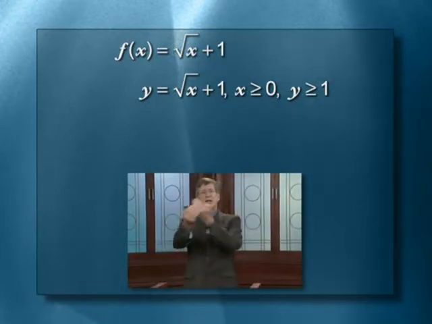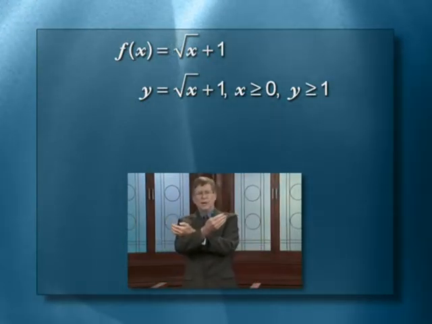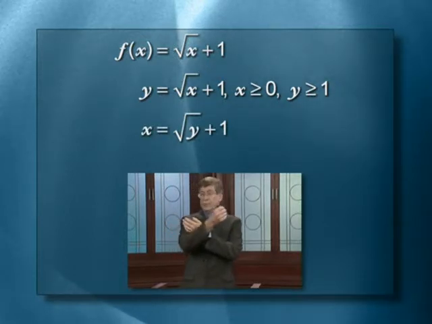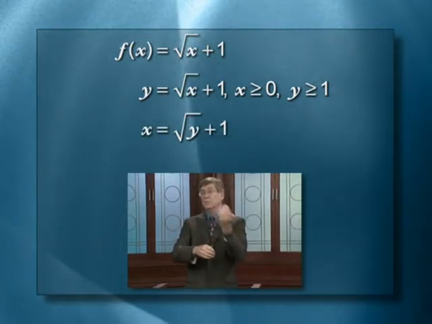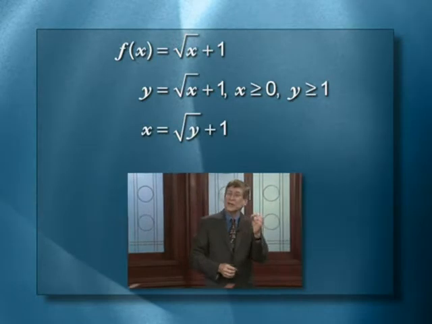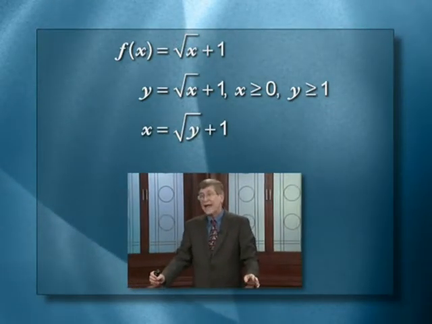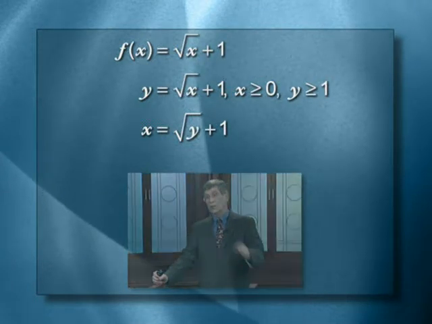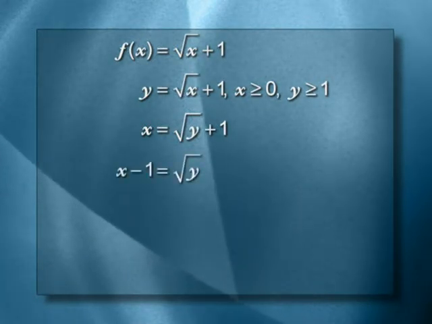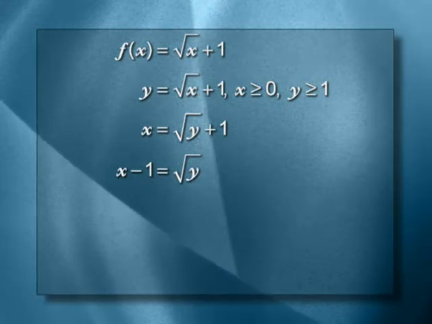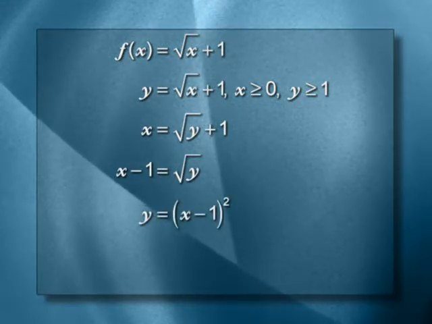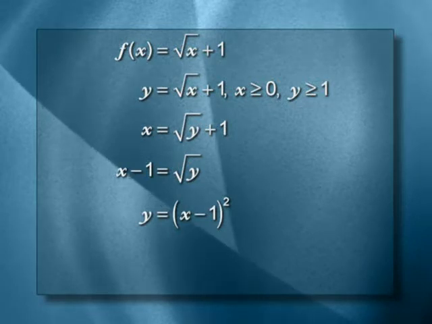Okay, interchange the roles of x and y. In other words, every time you see a y, put an x. Every time you see an x, put a y. So we now have the equation x equals square root of y plus 1. And solve for y. So subtract 1 from both sides, x minus 1 equals square root of y. And now square both sides, y equals (x minus 1) squared.